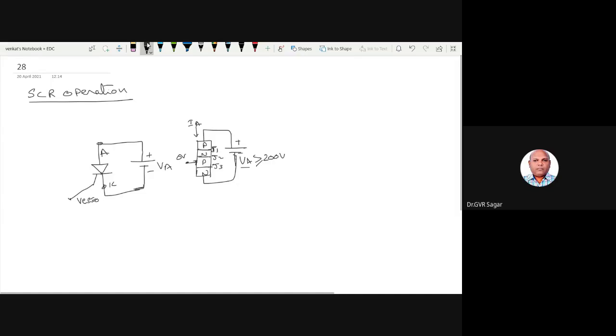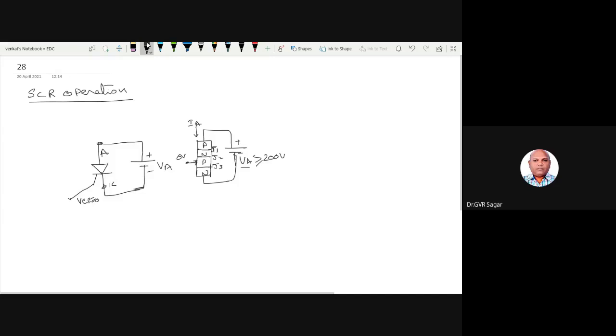Otherwise, if you simply apply 10 volts or 30 volts, the SCR doesn't fire, because junction J2 is reverse biased and is not directly connected, right? It is internally connected. So how much voltage is required across junction J1 to make junction J2 reverse biased? If it were directly connected to the supply, we could judge how much voltage is required, but junction J2 is indirectly connected.